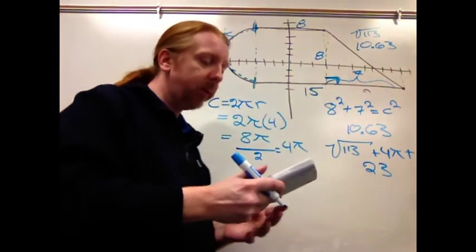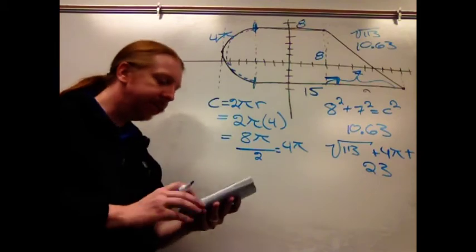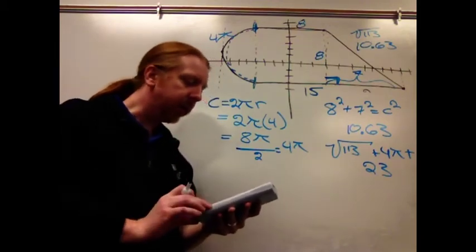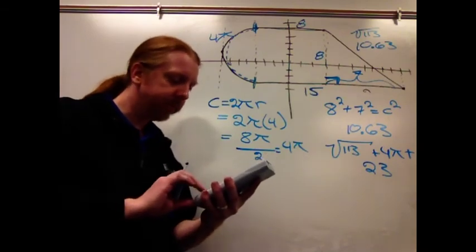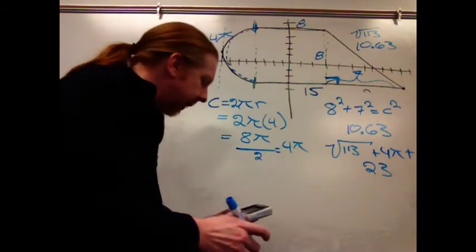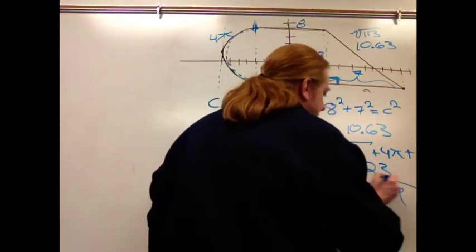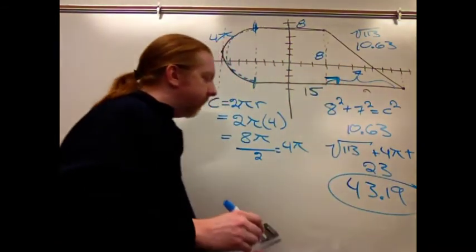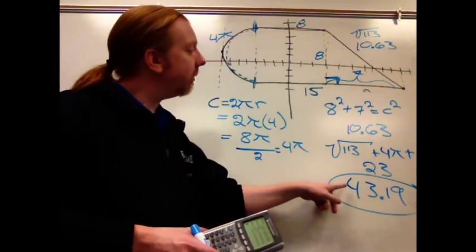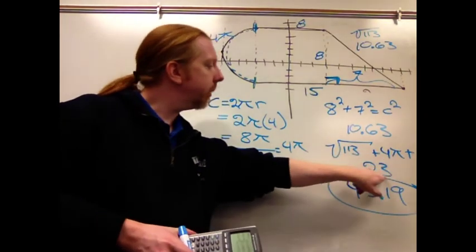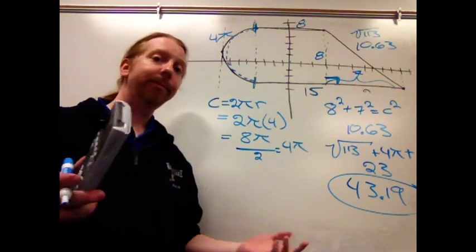So I can take my 10.63, I add on to that 4 pi, which my calculator can give me an approximate of. Then I add my 23, and I get a final answer of 46.19. Basically, this is the combination of the top and the bottom. Add them all up, and that's your perimeter.